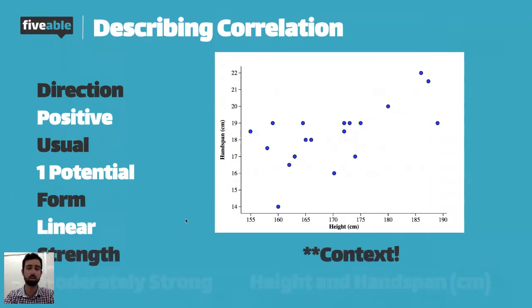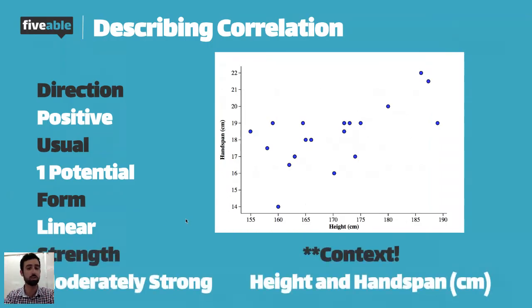The strength and context. So the strength is moderately strong. And you always need to include context when you're talking about your AP problems. So that's just a review of how to talk about correlation.